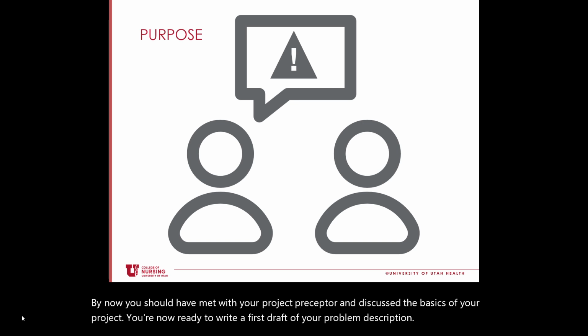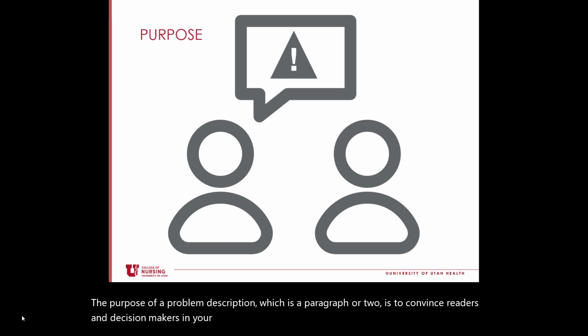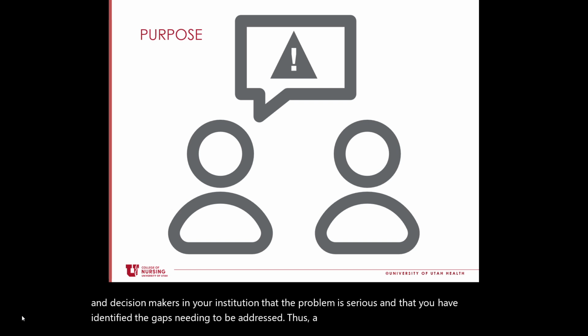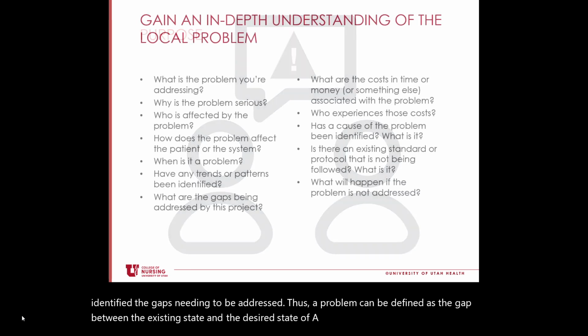The purpose of a problem description, which is a paragraph or two, is to convince readers and decision makers in your institution that the problem is serious and that you have identified the gaps needing to be addressed. Thus, a problem can be defined as the gap between the existing state and the desired state of a process.